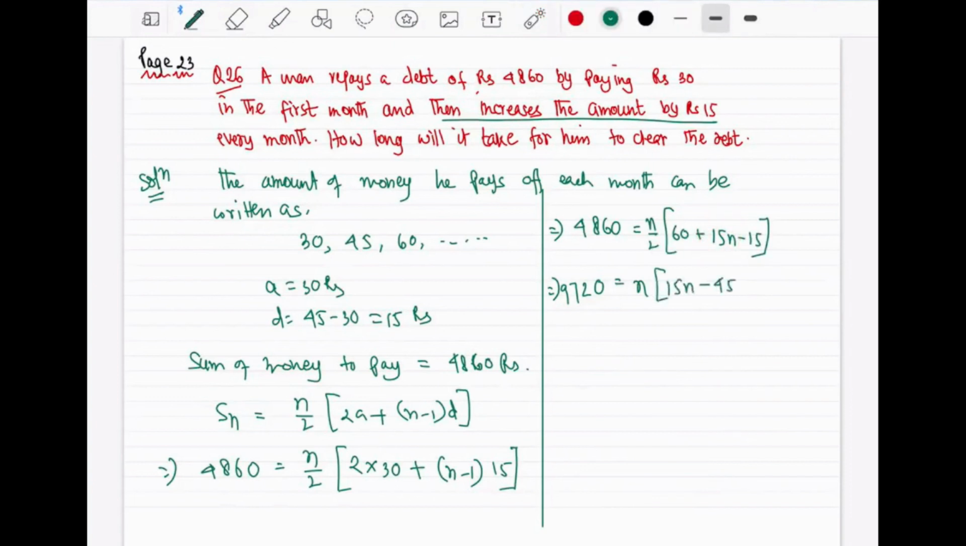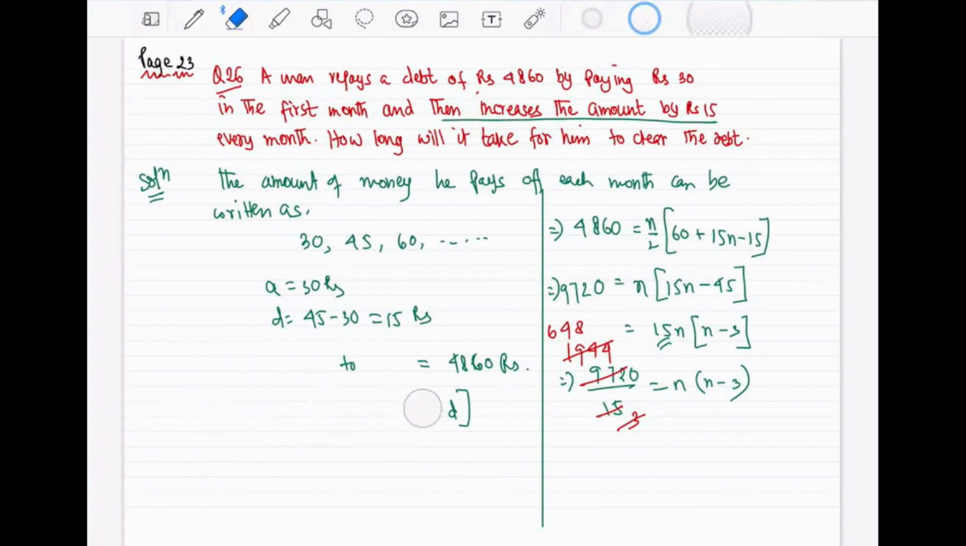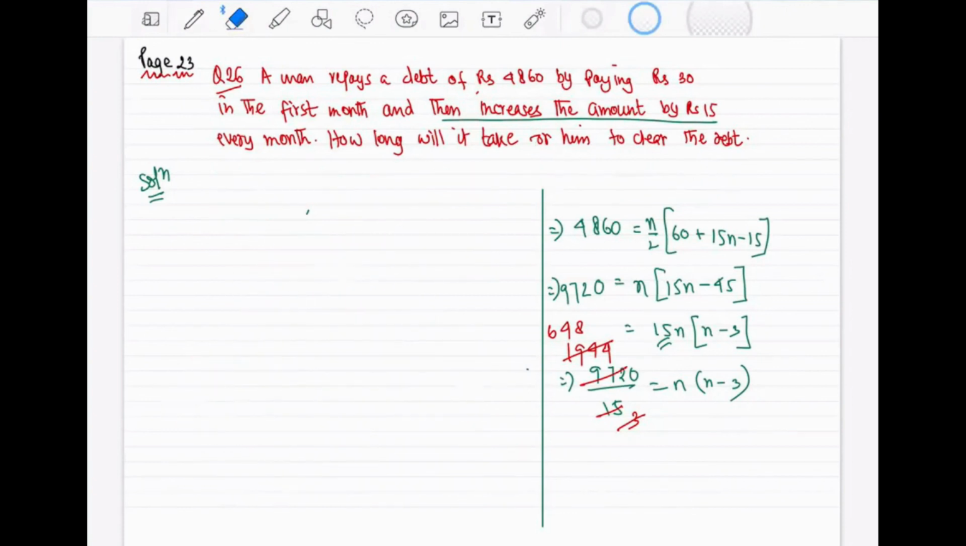We will put the 15n first: 15n minus 45. I can take out 15 as a common factor, so 15 times (n minus 3). And bring this 15 to the other side, so 9720 by 15 is equal to n minus 3. You can divide it: 5 3s are 15, 5 1s are 5, 5 9s are 45, 5 4s are 20. Then you can cut with 3 again. Let me rub off the part on the left hand side. So what we have got is n minus 3 is equal to 648.